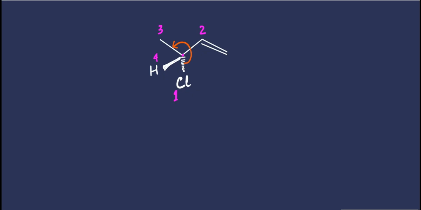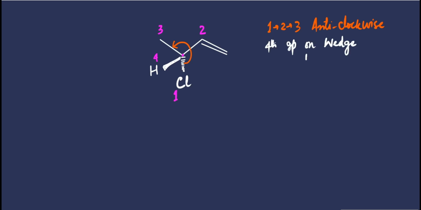The arrow from 1 to 2 to 3 moves anticlockwise, with group 4 on wedges, hence the CIP rule is to be reversed. The anticlockwise means absolute configuration is R.